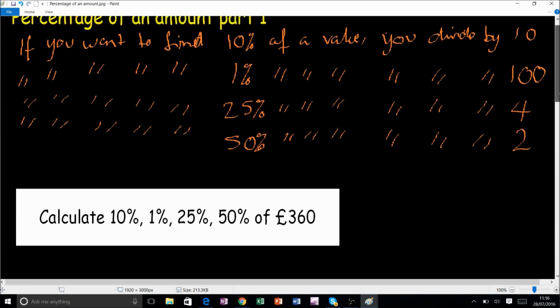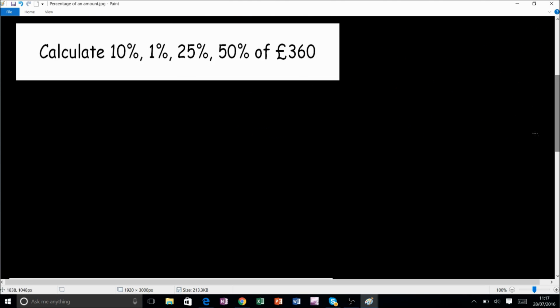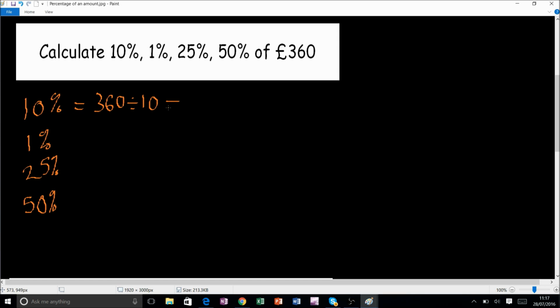So if you want to make a note of those, you can do. We're going to go straight down to our first example. It says calculate 10%, 1%, 25%, 50% of 360. So we're going to put 10% here, 1% down here, 25% here, and 50% here. So 10%, as we said again, you just divide by 10. So 360 divided by 10 will give you 10%, and that will give you 36. Now 1%, you divide by 100, and that will give you 3.6 for 1%.